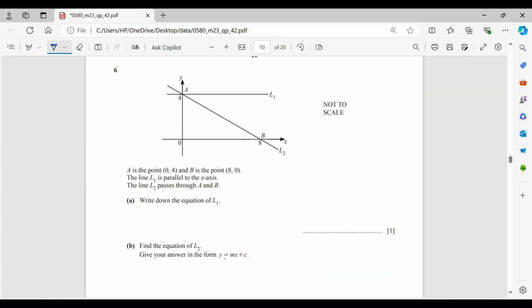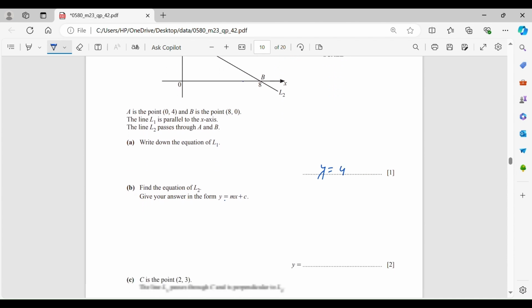Next question, question number 6. A is the point 0, 4 and B is the point 8, 0. The line L1 is parallel to the x-axis. The line L2 passes through A and B. Write down the equation of L1. So L1, y will be equal to 4, right? This is the easy part. Y is equal to 4. Next, B part. Find the equation of the line L2, right?